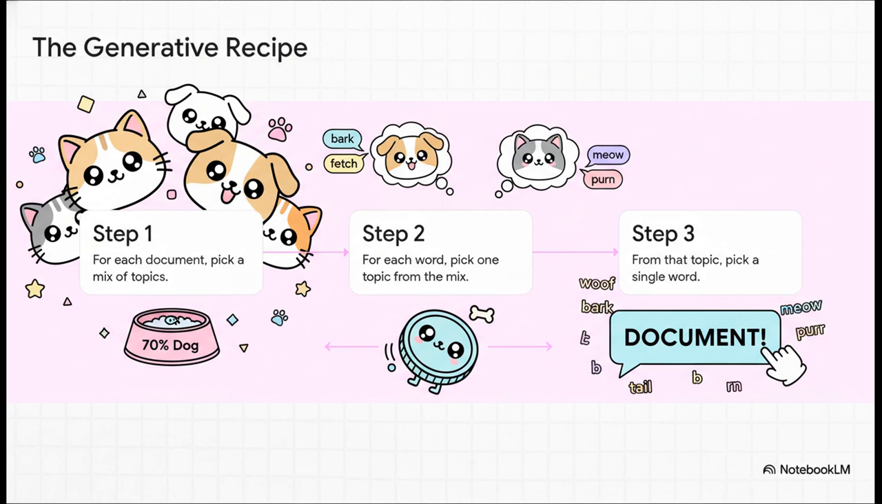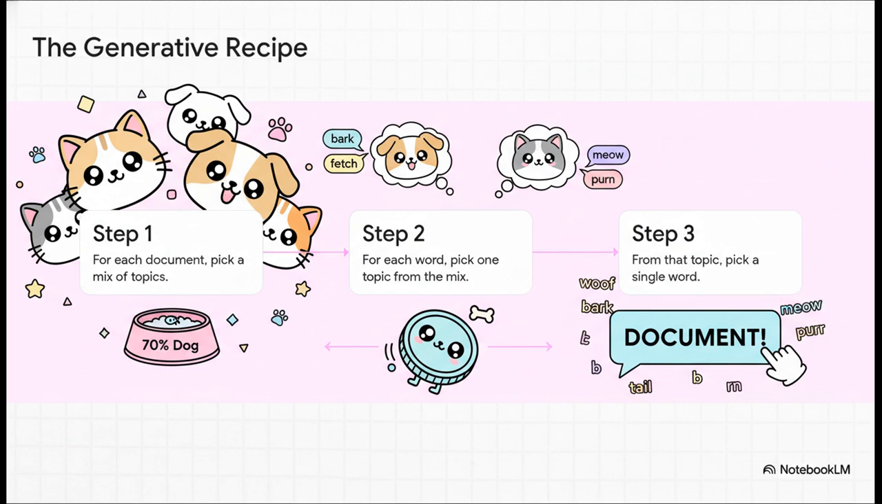Let's pretend you are the LDA algorithm. First, you're about to write a document, and you decide, okay, this one is going to be, let's say, 70% about dogs and 30% about cats. That's step one. Then, for every single word you need to write, you basically flip a weighted coin. You're probably going to pick the dog topic most of the time.